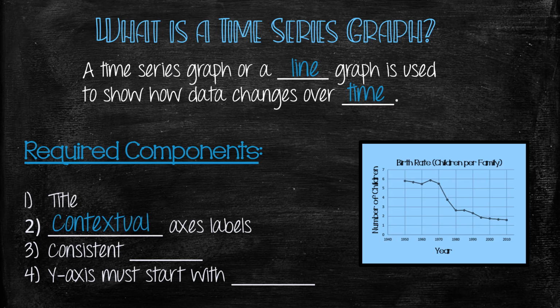Next, you need contextual axes labels. So not just number, but we had number of children on the y-axis and years on the x-axis. You must be consistent. Your scale needs to jump by the same amount every single time, and your y-axis must start at 0.